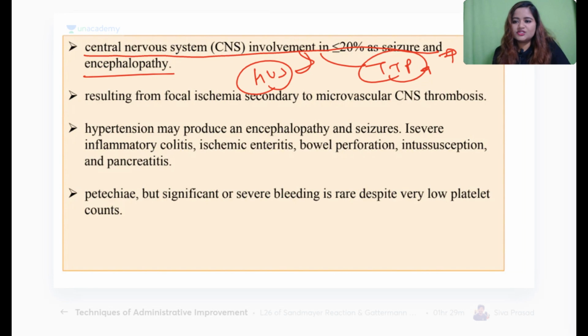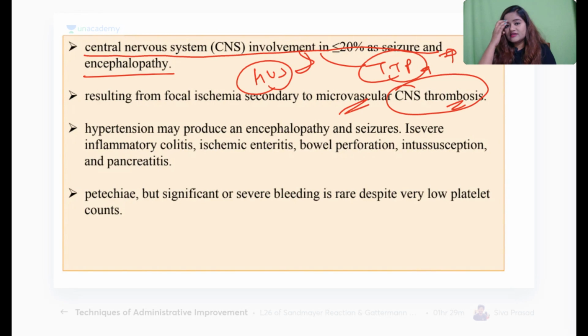Now even in HUS, if sometimes by chance there is CNS manifestation, it again occurs क्योंकि CNS में जो microvascular structures है उनकी thrombosis हो गई. So this dehydrated state, this formation of multiple thrombi due to platelet and fibrin combination that is going to go and block the vessel anywhere in the body. So अगर इसने CNS के vessels को block कर दिया, then what will happen? The patient will have CNS thrombosis also.